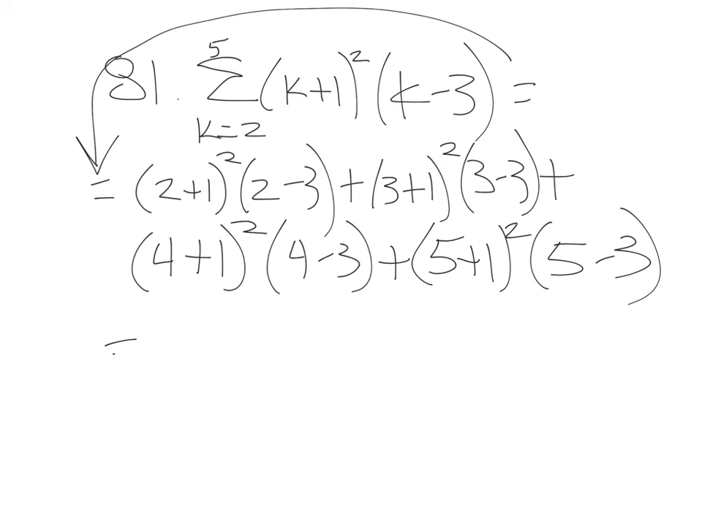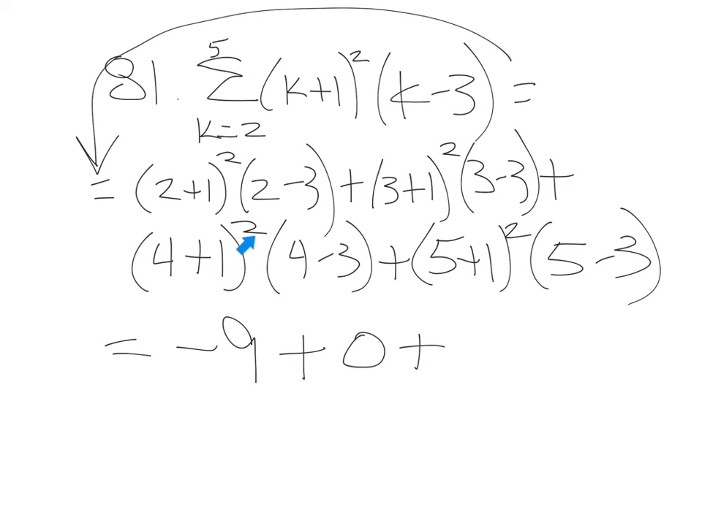And then we just go ahead and calculate. First one right here, 3 squared is 9, minus 1 is negative 9, plus, I'm going to look at the next one. I have 3 plus 1 squared, that's 16. 3 minus 3 is 0. 16 times 0 is obviously 0. Plus, next one I'm going to simplify.